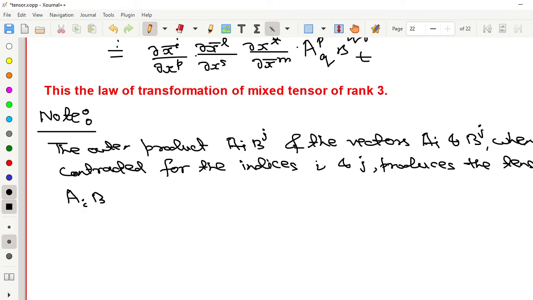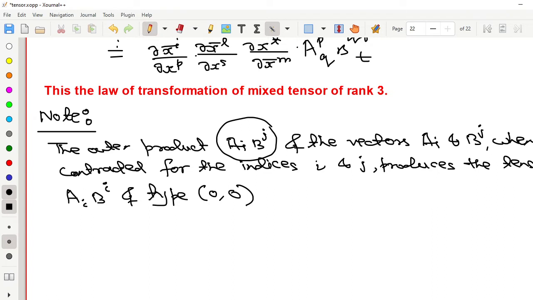You can understand what happens if I contract: the outer product is AI BJ, followed by a contraction, one index from A and one index from B, so it becomes AI BI. AI BI is a tensor of type 0. Why 0? Because AI BJ is a mixed tensor whose contravariant rank is 1 and covariant rank is also 1.